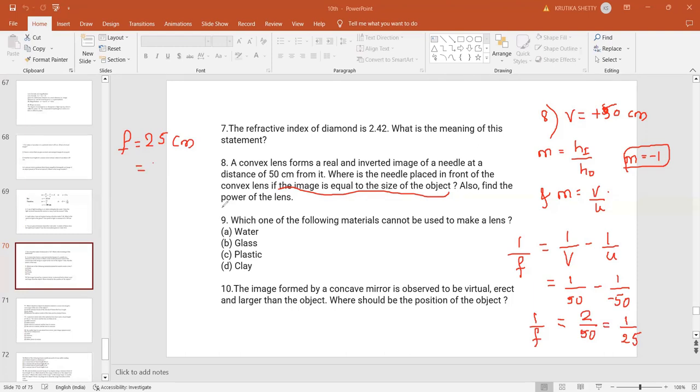Another thing they asked, the power of the lens. The power of the lens is given by 1 upon focal length. That is nothing but 1 divided by 0.25. So it is nothing but 4 diopter, plus 4 diopter. Okay.